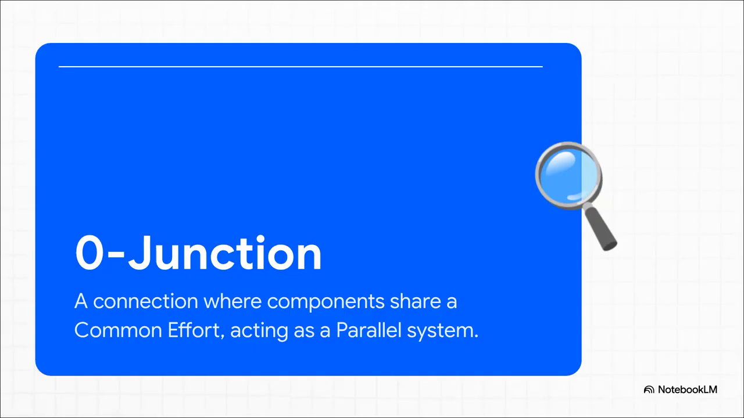Now, what's really interesting about this is how we formally define this first path. We call it a zero junction. Think of a zero junction as a connection where all the attached components share a common effort, effectively acting as a parallel system. In the world of bond graphs, this is the ultimate equalizer. Every single component connected to a zero junction experiences the exact same foundational effort.